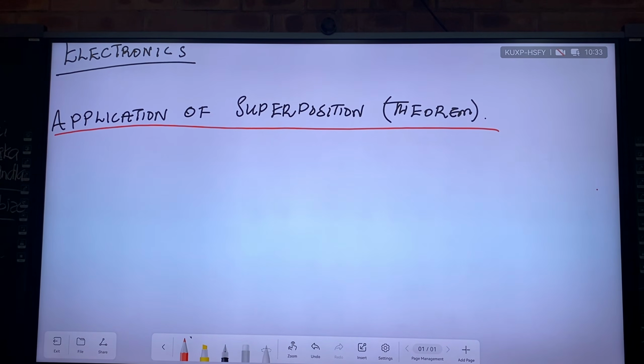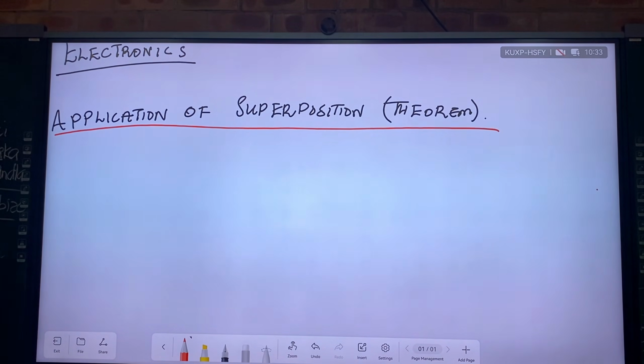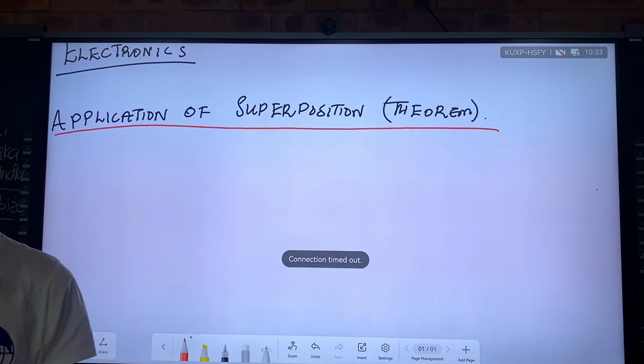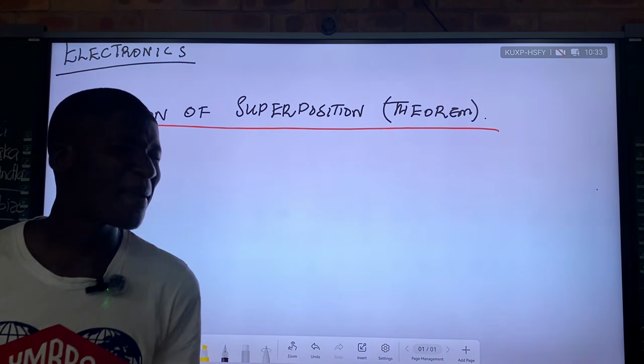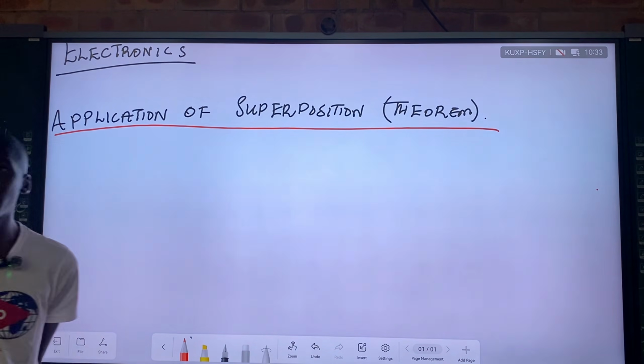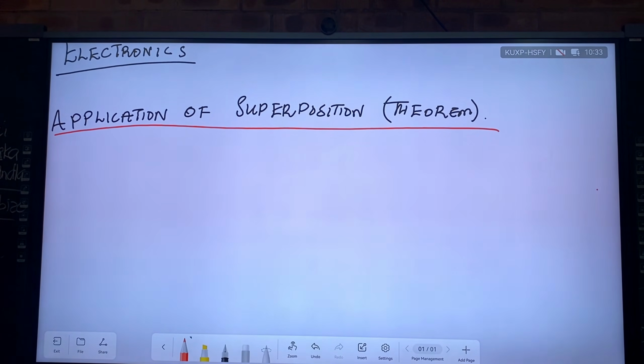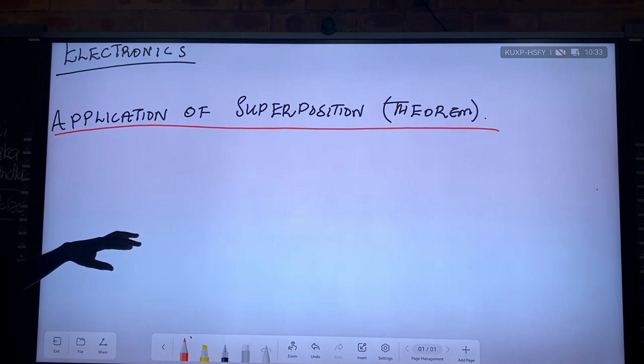So last time, I think we ended at the superposition theorem, right? That is the last thing that we did. We just did a basic introduction to the superposition theorem, and we never did any applications, with how you apply the superposition theorem when it comes to calculations.